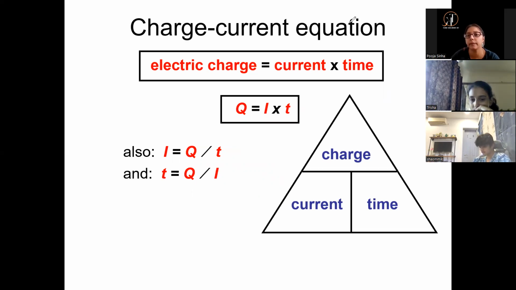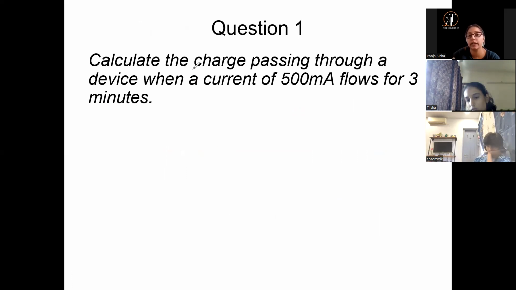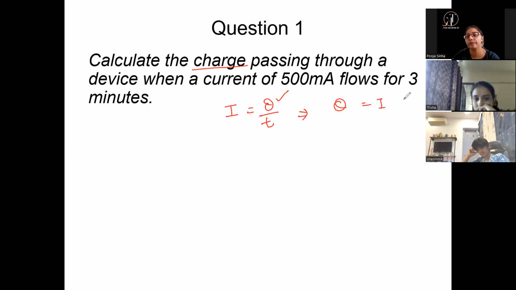Let's move ahead from here. Now we are moving towards the numerical based part of this electricity chapter. Let's do this question. Calculate the charge passing through a device when a current of 500 milliamperes flows for 3 minutes. Note, first of all, what do we have to find? Calculate the charge. So we know that I is equal to Q upon T, correct? So if I have to find the charge, which is Q, then what is the formula for me? It's Q is equal to I into T.